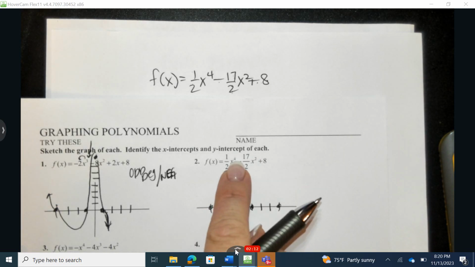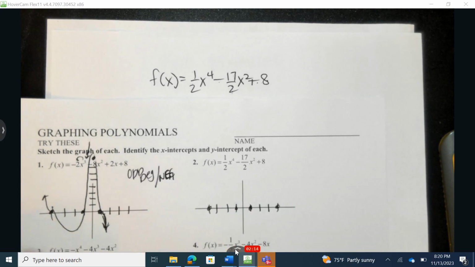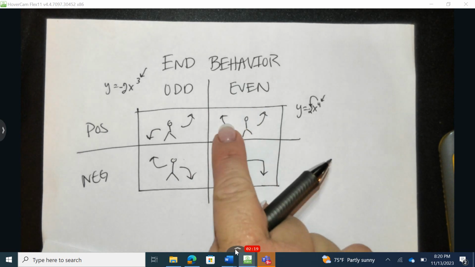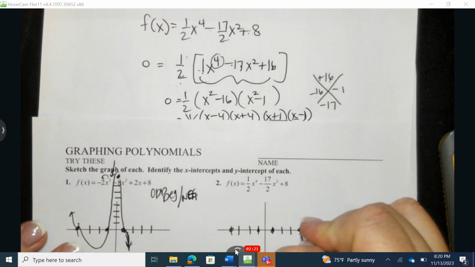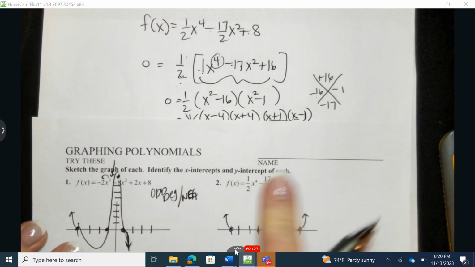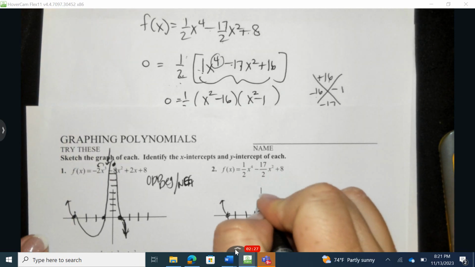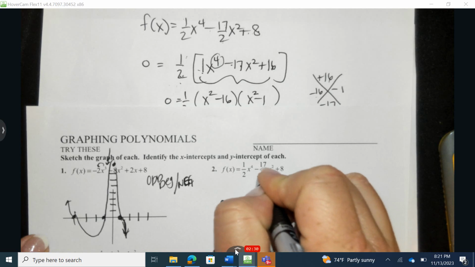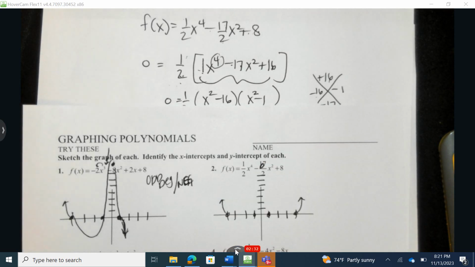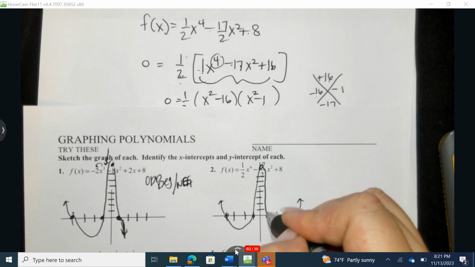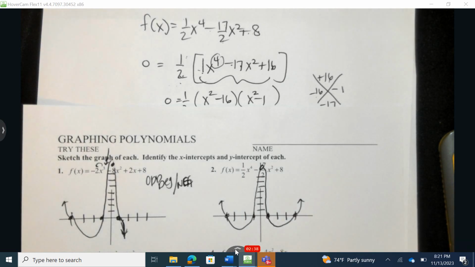Also notice I have an even degree with the leading coefficient being positive. Even positive means both the left and the right go up. So up on the right and up on the left. And we can see that right here represents my y-intercept. 1, 2, 3, 4, 5, 6, 7, 8. So somewhere right in this position. So what does this look like? It's probably going to come down, come up, come down, and come up. Something like this.